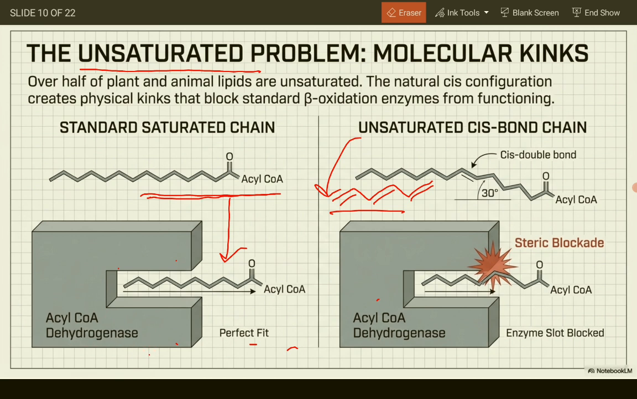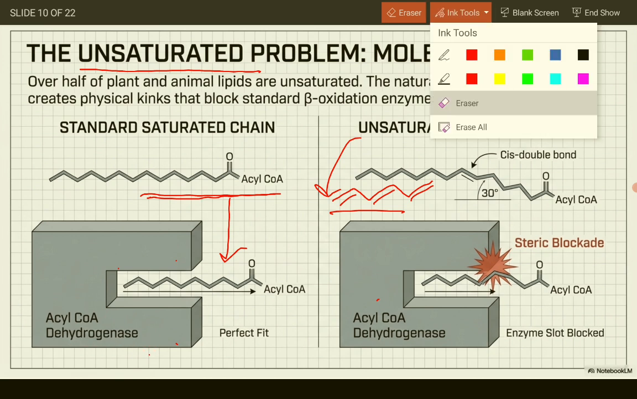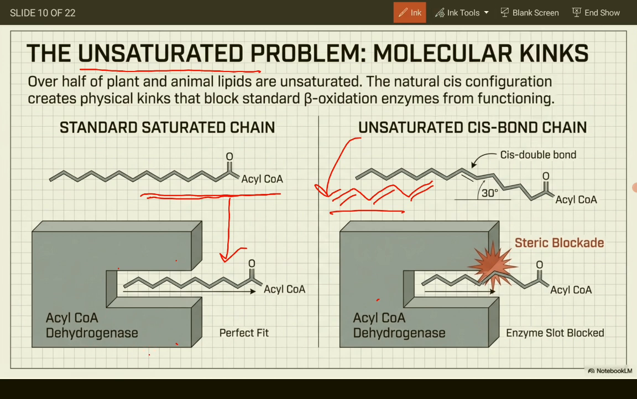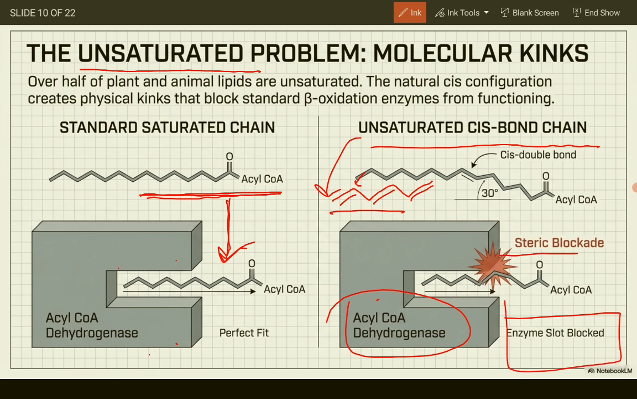So in case of a saturated fatty acid that has no double bonds, the molecule is straight and can easily fit inside this enzyme's active site. While in case of an unsaturated cis bond chain, such kinks and bends are produced that cannot enter inside this acyl CoA dehydrogenase enzyme active site. The enzyme slot is blocked. There is a steric blockade due to 30-degree bends.